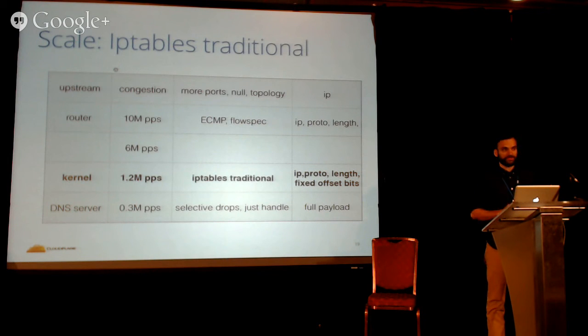As I mentioned, just because the DNS server is slow, people are discovering other ways to shield the application from excess packets. And people are rediscovering IP tables. IP tables traditionally can do only fixed offset matching, but they can look at the payload. The router cannot look at the payload of packets.